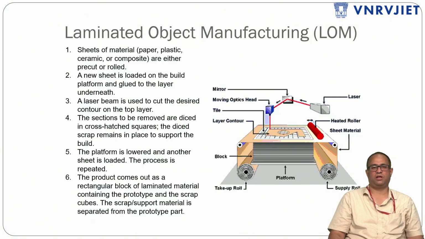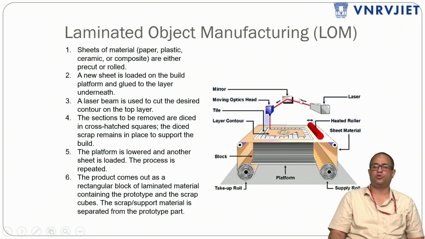The next technique is laminated object manufacturing. This laminated object manufacturing comes under the sheet-based AM process, meaning the raw material is in the form of sheets. So you can see here the take-up roll and supply roll. This sheet is self-adhesive, because each and every layer of the sheet is self-adhesive, and later on the part is taken outside. You can see the supply roll and take-up roll, and here you can see the CO2 laser, the type of laser we are going to use.